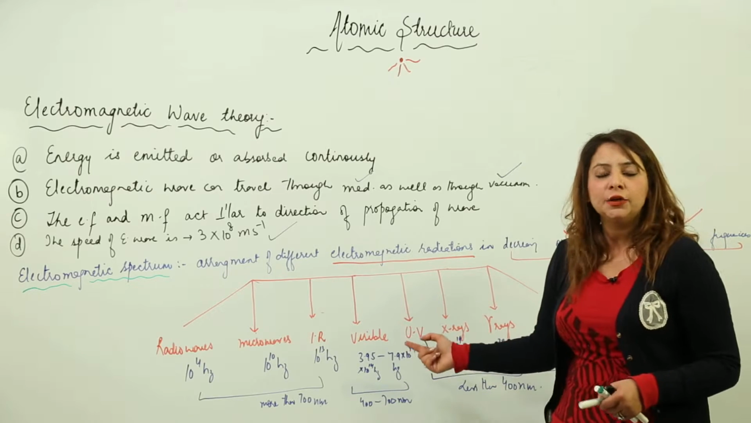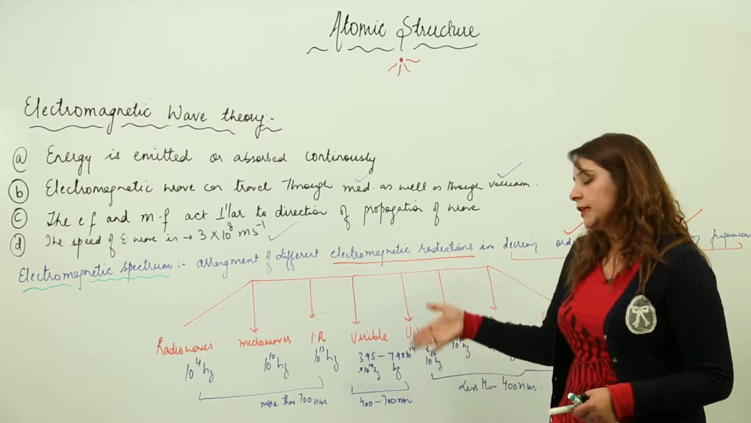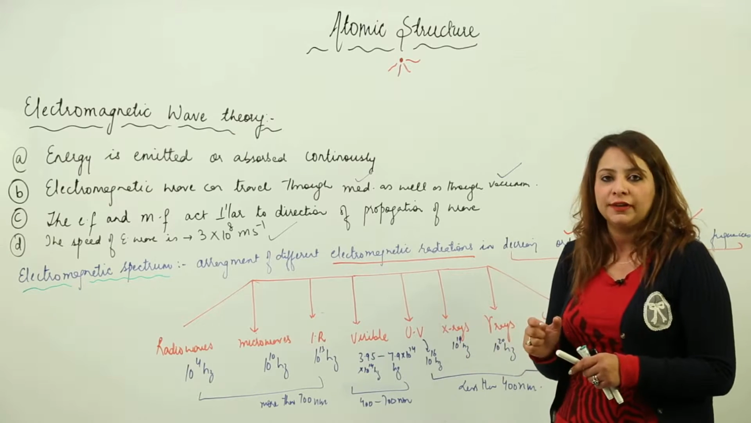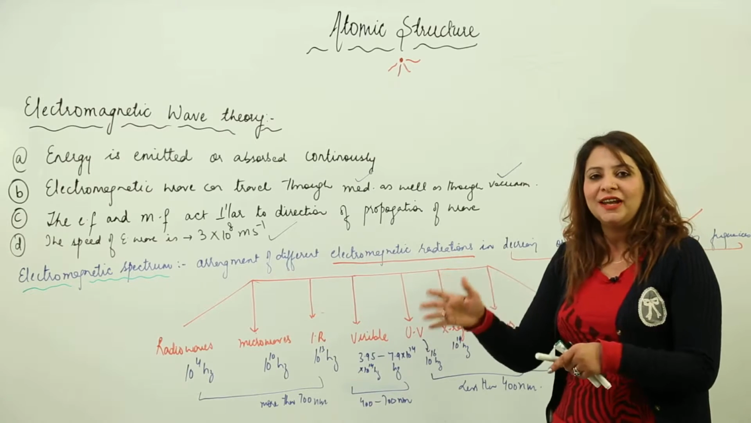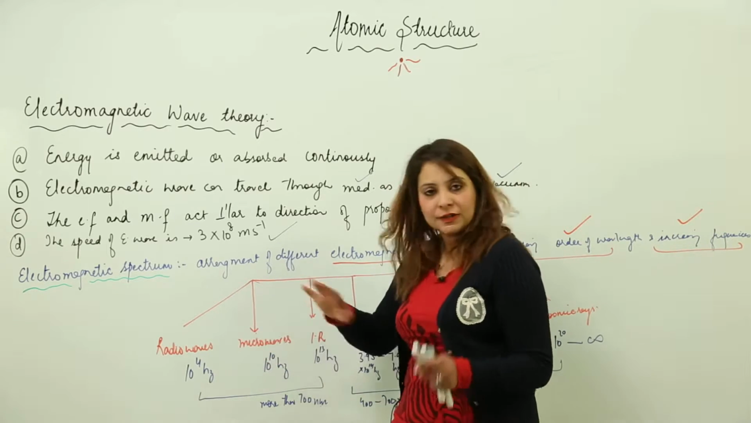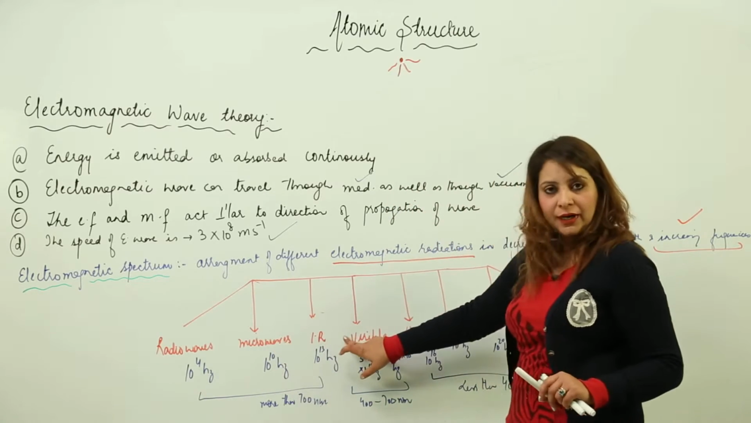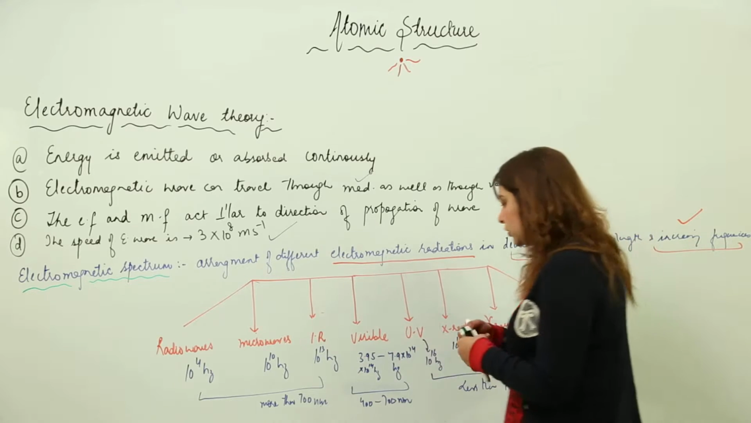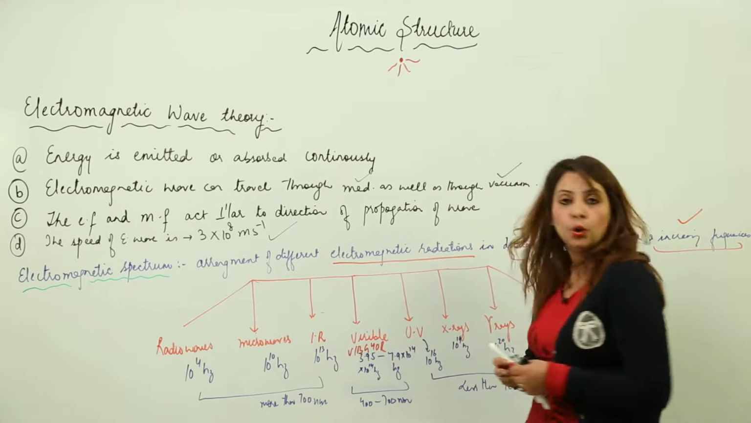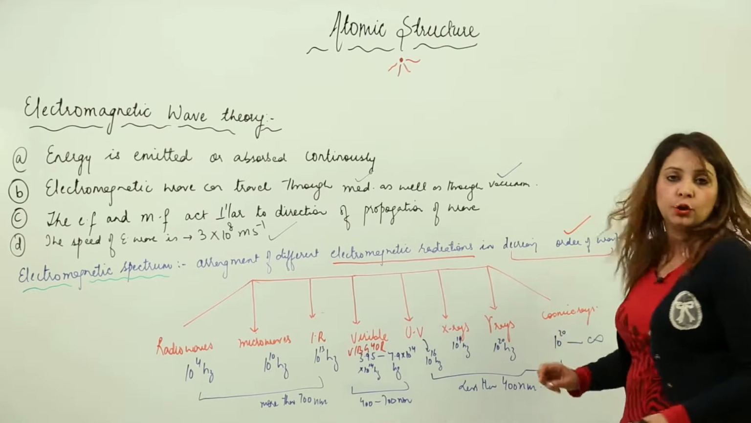Here I have drawn an electromagnetic spectrum for you, indicating the electromagnetic waves, in order of decreasing wavelength and increasing frequency. So here we have the radio waves, microwaves, infrared, the visible region, which includes the whole VIBGYOR: violet, indigo, blue, green, yellow, orange, red. Then we have ultraviolet radiations, X-rays, gamma rays and cosmic rays.